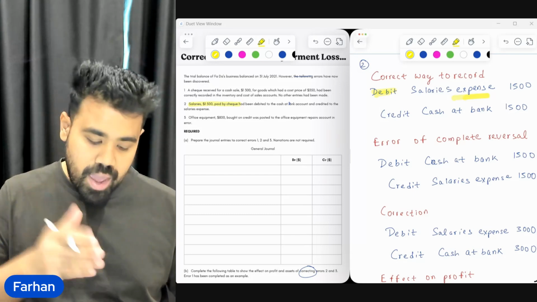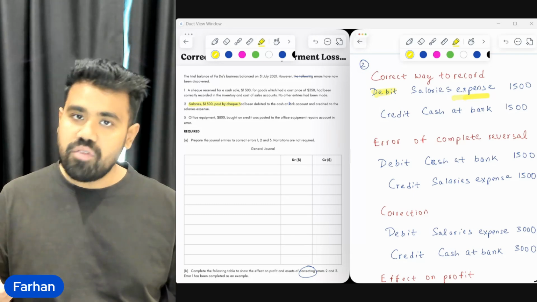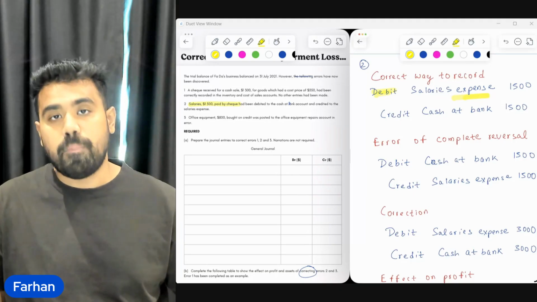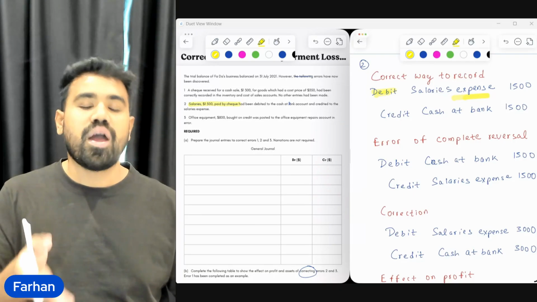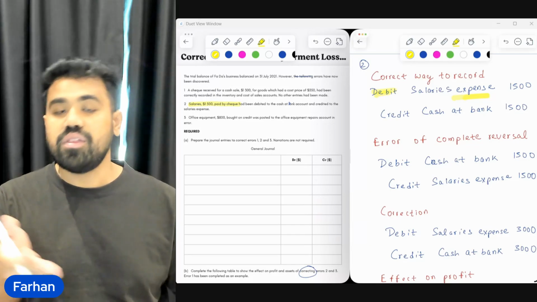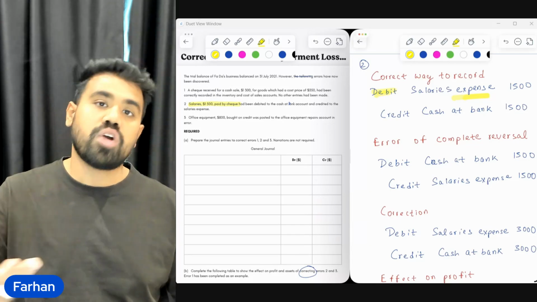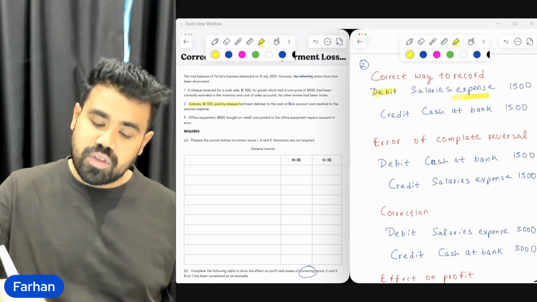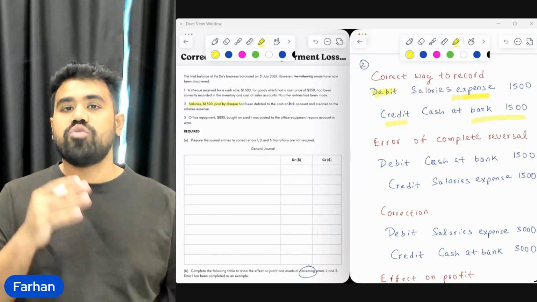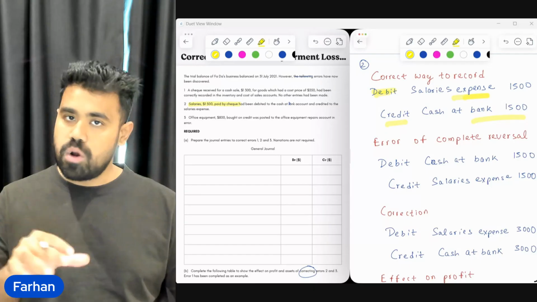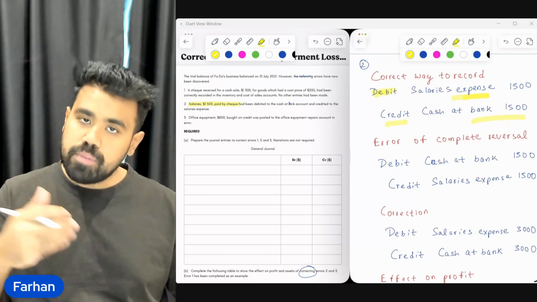Simultaneously, when we are paying these people by check for their salaries, the funds available in our bank account must also go down in value, which is an asset account going down in value. Therefore, we must credit the cash at bank account to reflect the reduction in that asset. And in this case, it's again credit cash at bank by $1,500. So this would be the correct way to record based on those first few words, right? But look what happens afterwards.